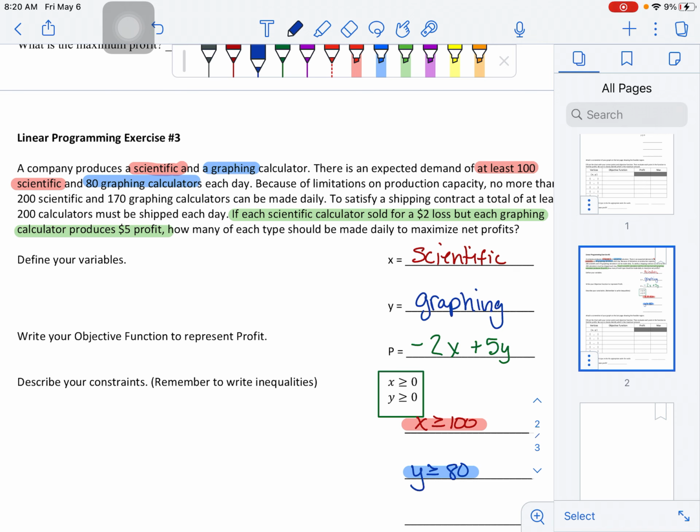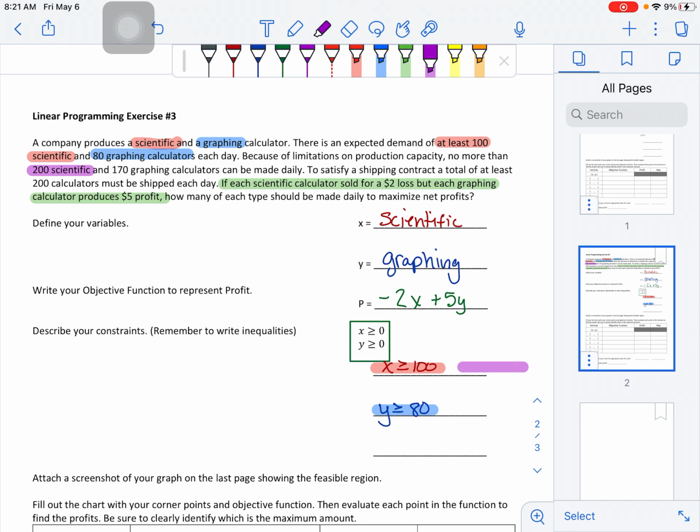Okay, because of limitations on production capacity, no more than 200. So let's outline this here. No more than 200 scientific. I can just add it to any other line; it doesn't matter where we put these. Scientific, no more than, so x is less than or equal to 200. And no more than 170 graphing. Let me highlight over here so you can see where I got these from. That's y is less than or equal to 170. And anytime they say total, as in a shipping contract of a total of at least 200 calculators, that means any kind of calculators. So x plus y has to be greater than or equal to 200, because it says at least, so 200 or more.